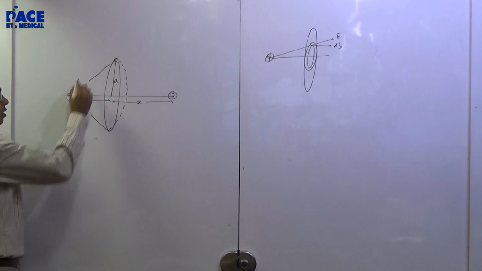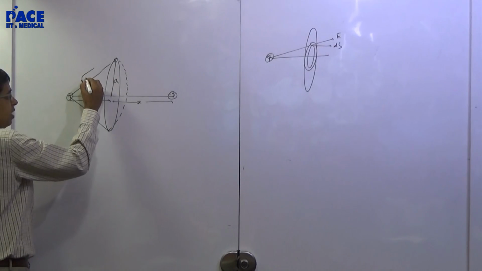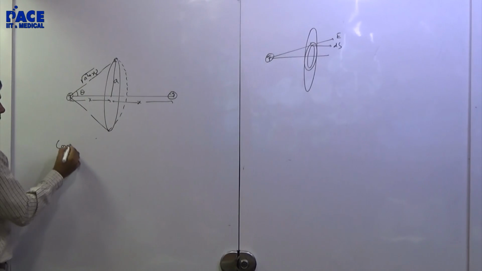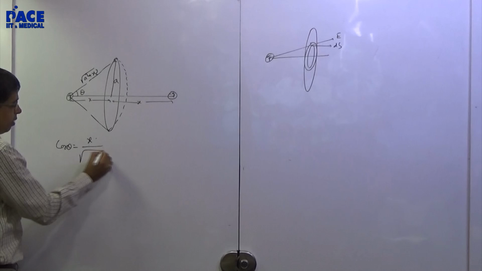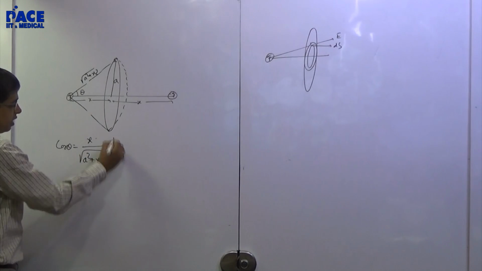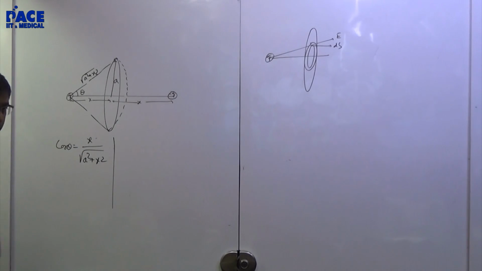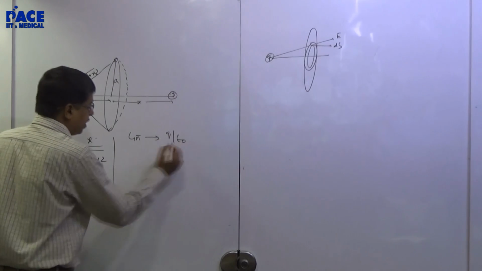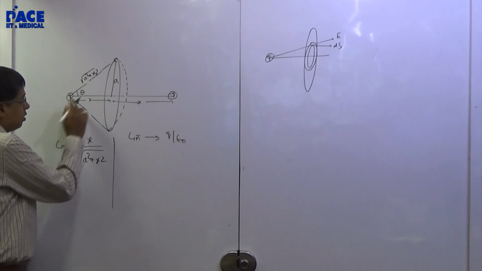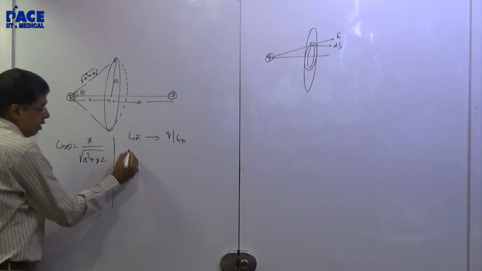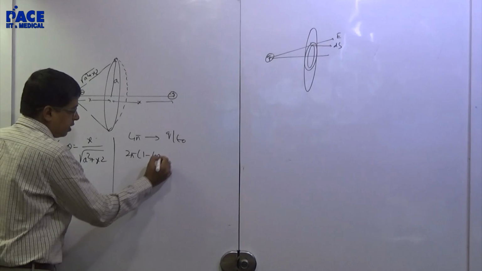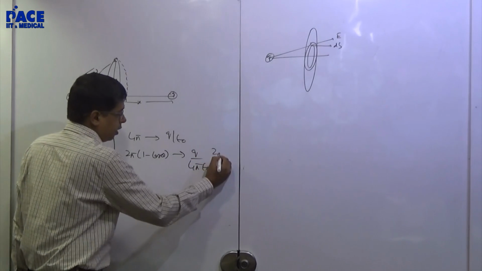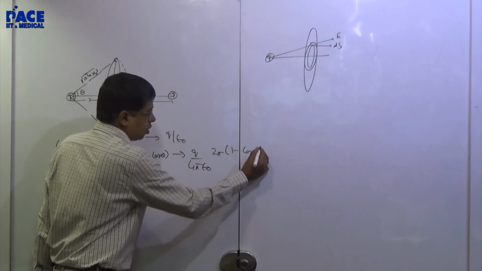Agreed? The radius of this will be under root a square plus x square, and cos theta will be x divided by under root a square plus x square. Why do you need cos theta? Listen. For 4 pi solid angle, the flux will be q by epsilon naught. For this solid angle, 2 pi into 1 minus cos theta, the flux will be q by 4 pi epsilon naught times 2 pi into 1 minus cos theta.